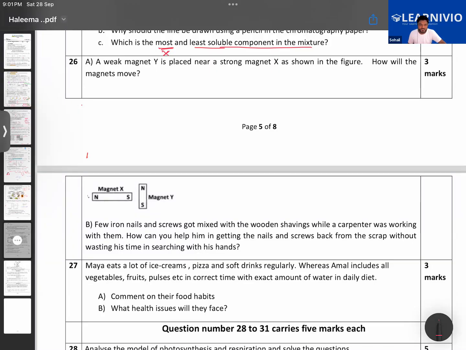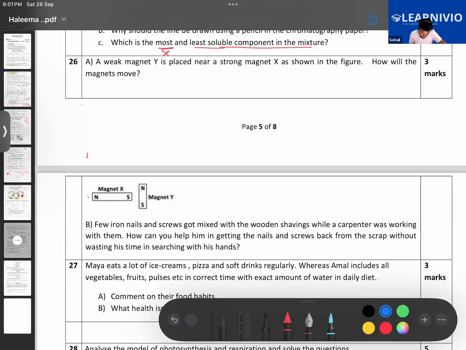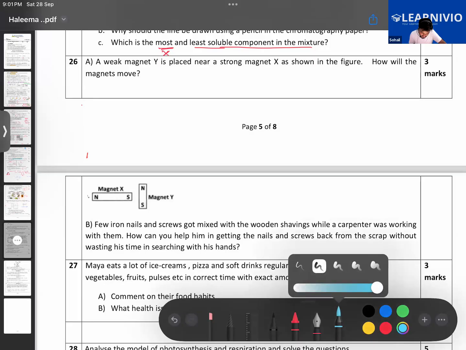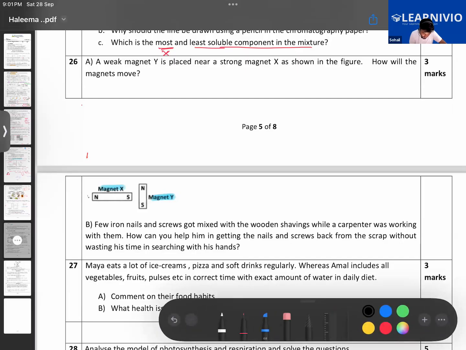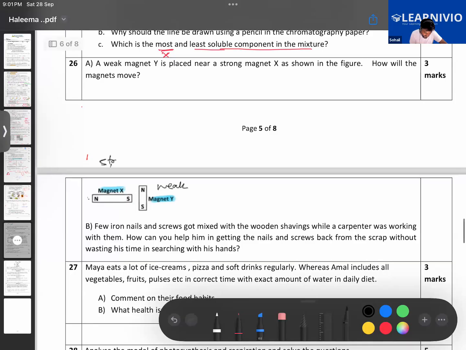The question is saying the weak magnet Y is weak here, and it has been placed near a strong magnet. So the other one is strong, this one is the weak one. Let us understand what is going to happen. This is the weak one, this is the strong one, as mentioned in the question. How will the magnet move?